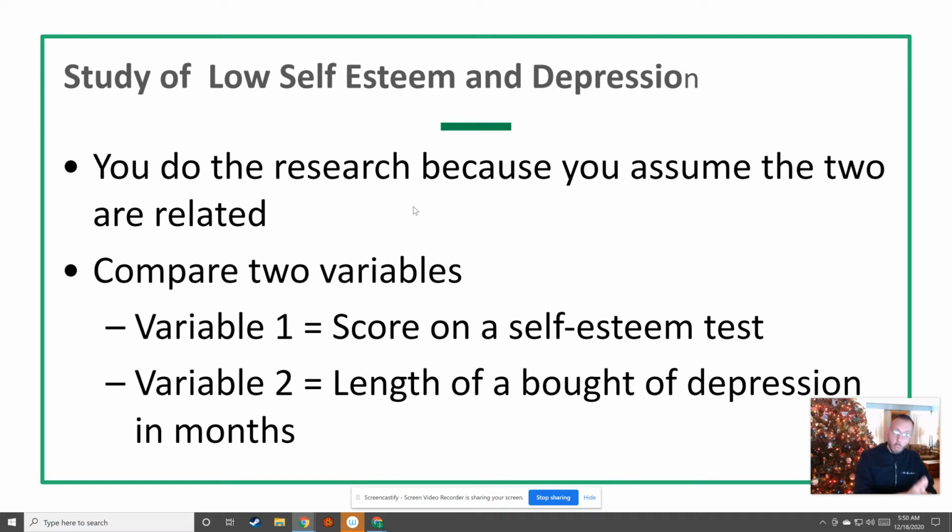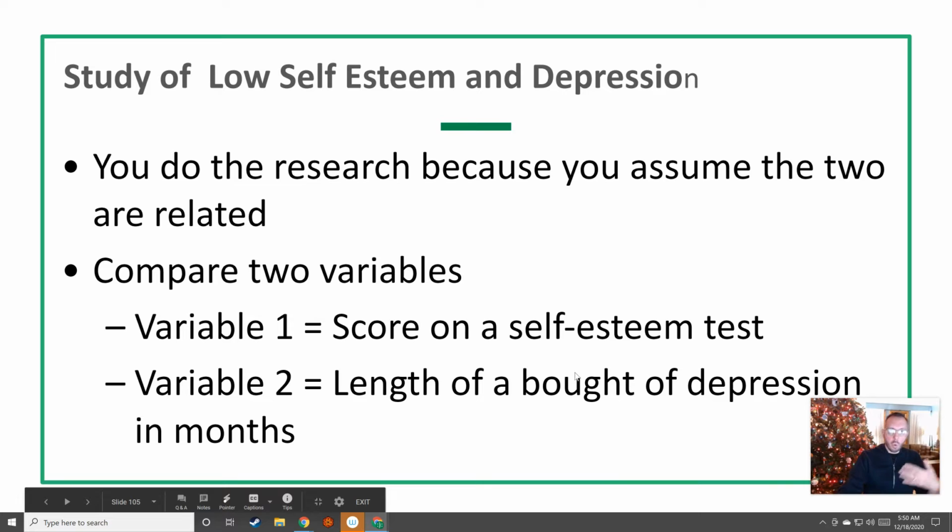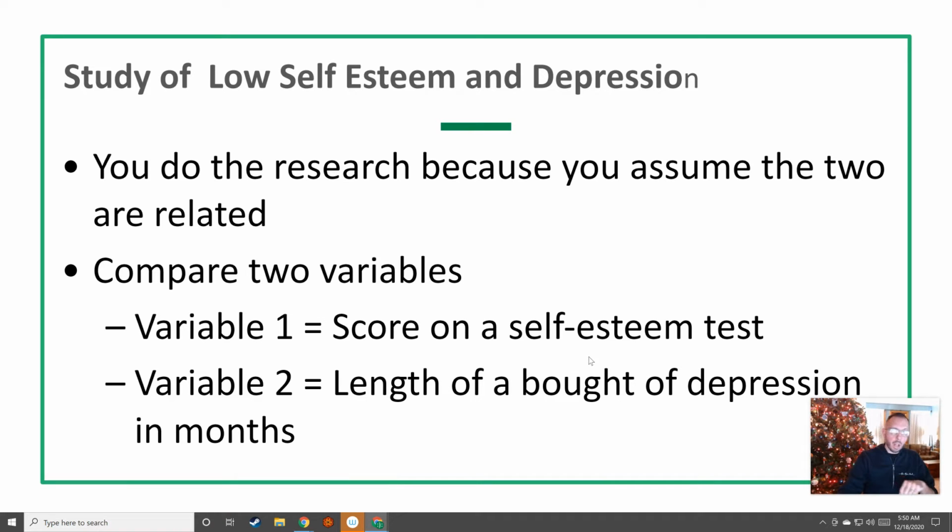So we're going to take variable one, low self-esteem. We're going to create an operational definition that will allow me to measure my variable and get a number from it. That's what an operational definition is, and it will allow other researchers to replicate my study. So we're going to give a score on a self-esteem test. For variable two, depression, we're going to do the length of your bout or your episode of depression in months. Could be very specific. Don't want another researcher doing it in weeks. They'd have vastly different findings. So we have our two operational definitions. We got our two variables.